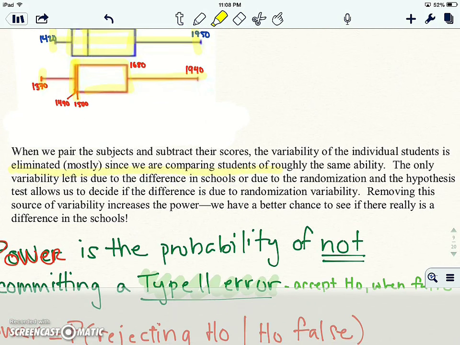Okay, the only variable left is due to the difference in schools or the randomization, and the hypothesis test allows us to decide if that difference is due to the schools or randomization, i.e. removing the one confusing part of the variability. And doing this increases the power of our hypothesis test, which means we have a better chance to see if there really is a difference in the schools.